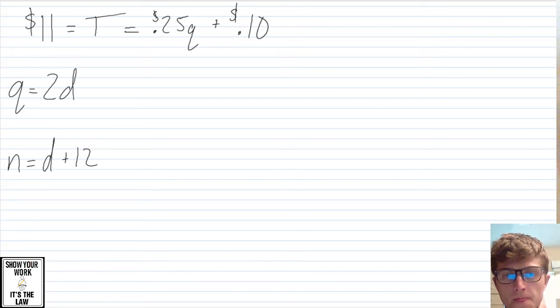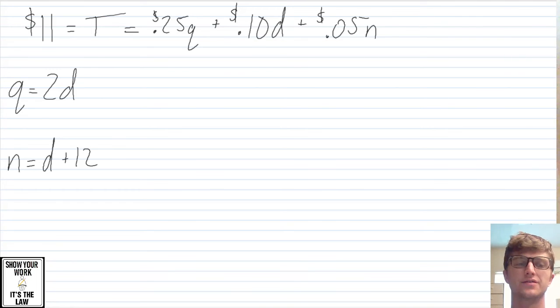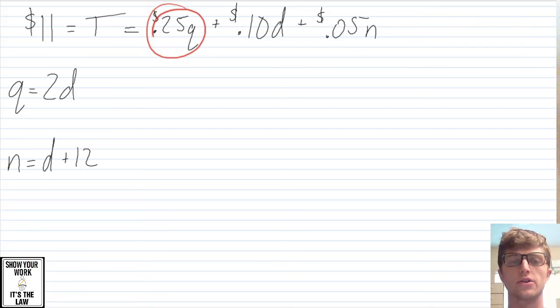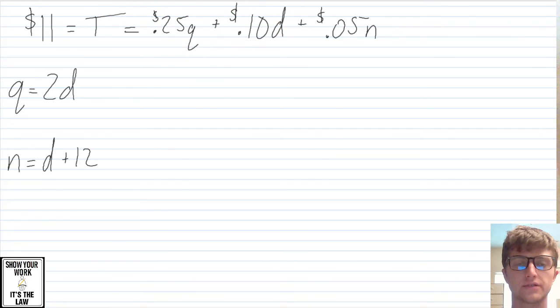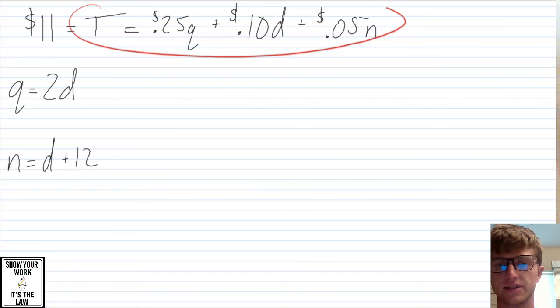Dimes are 10. And then we've got nickels for 5 cents. So remember, we're multiplying the value per times the total units, and that gives us the total value. And if we add all that up, that's how we get the total value collected. Okay, so this isn't much help because we have 1 sentence and 3 variables.